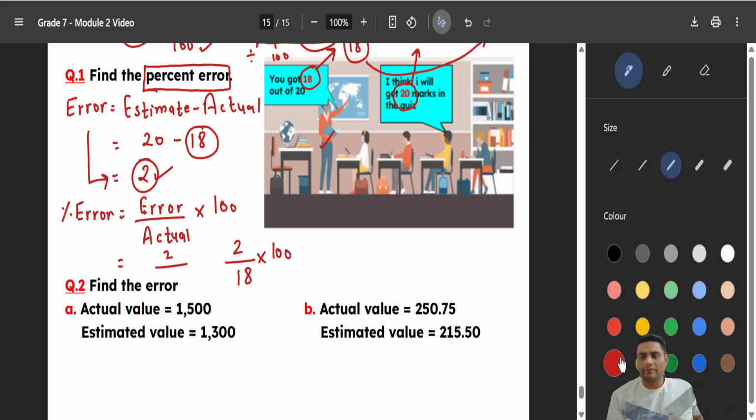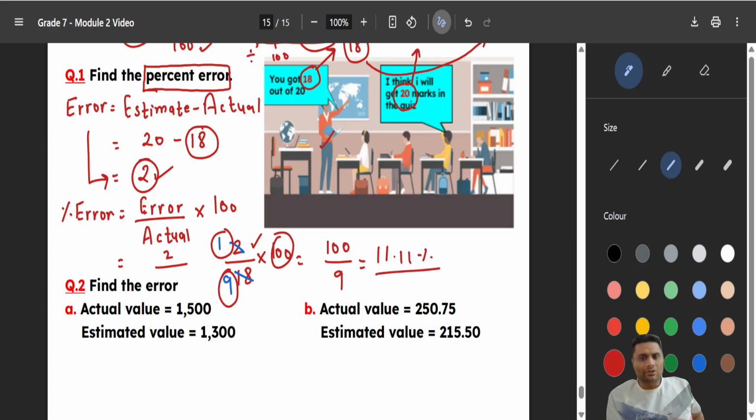Simple. Now let us solve it. See, 2 and 18 both come in the table of 2. So I can divide by 2 here, divide by 2 here. 2 divided by 2 is 1. 18 divided by 2 is 9. Okay. What do I have now? 1 times 100. 1 times 100 will be 100 divided by 9. And when you do 100 divided by 9, you will get 11.11%. So the error is 11.11%.